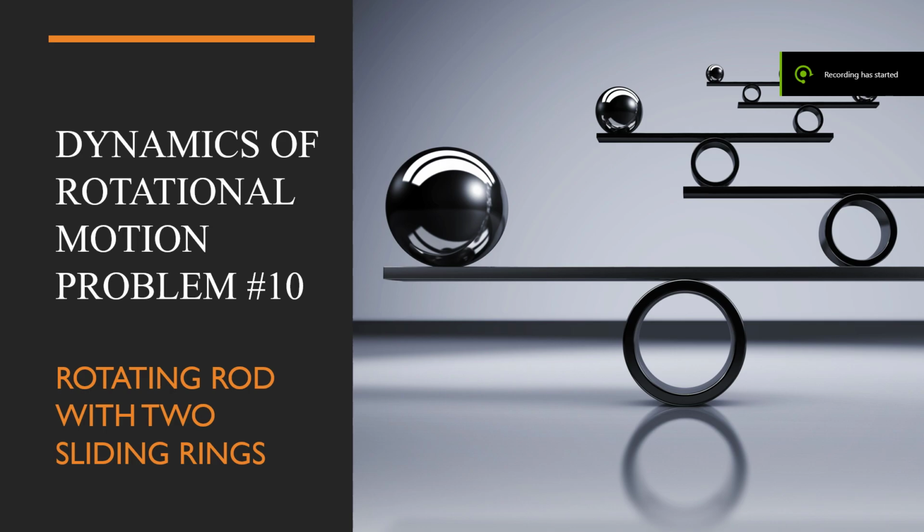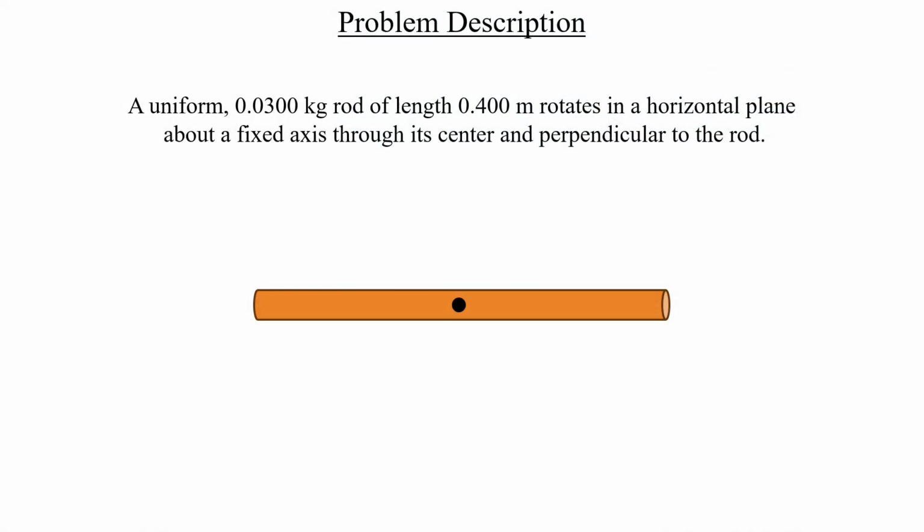In today's problem, we're provided a rod of uniform density, which has a mass and length that's given above. This rod will rotate in a horizontal plane about an axis through its center, which I've indicated using that black dot there in the middle. To make things easier to see, this picture is drawn from a bird's eye perspective. So we're looking down onto that horizontal plane here.